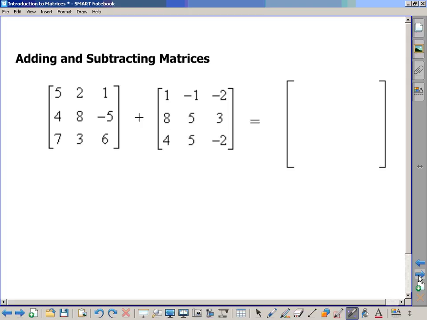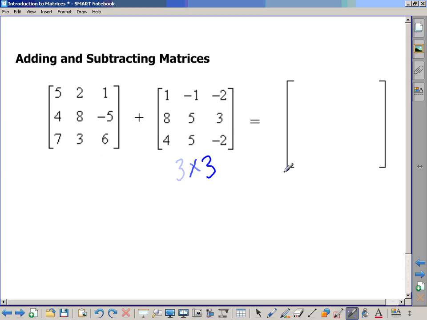This is the most straightforward operation, or 2 operations that you could have with matrices. To add 2 matrices together, matrices, by the way, is plural for matrix, you want to make sure, first of all, that your dimensions match. In this case, we're adding a 3 by 3 matrix with another 3 by 3 matrix. It's very important that the dimensions match when you're adding.